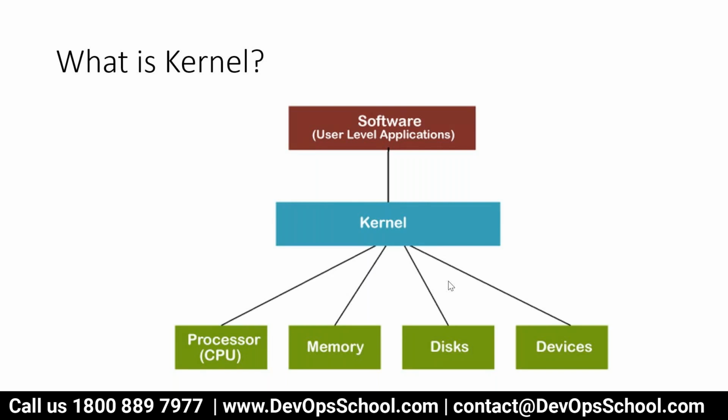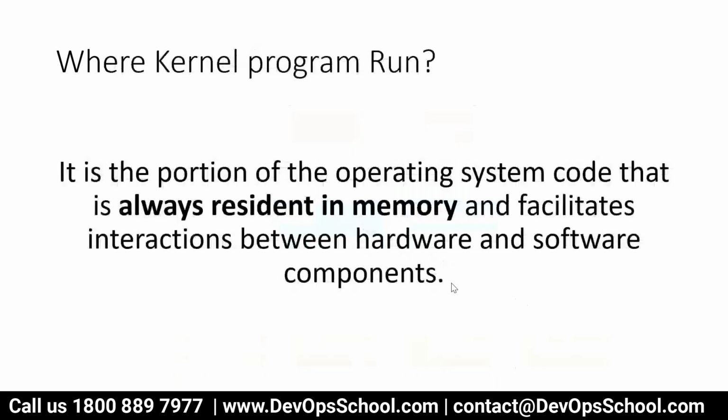The kernel converts it into binary language and then gives it back to you in a human form. So the kernel is very important. Without it, you cannot communicate with the hardware. So where does the kernel program run? It is a portion of the operating system code that is always resident in the memory and facilitates interaction between hardware and software. They run in some special locations in the memory itself.